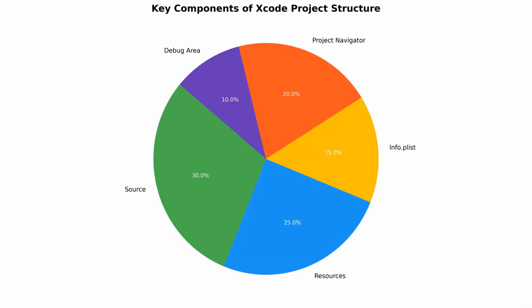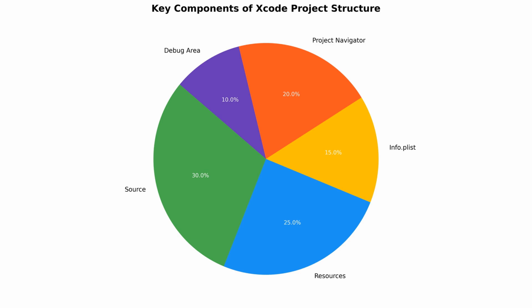Now, what we see here is quite telling. Code and asset management really take the lead. Source and resources together make up a whopping 55% of the distribution, emphasizing that more than half of the project's focus is on organizing and maintaining those source files and assets.